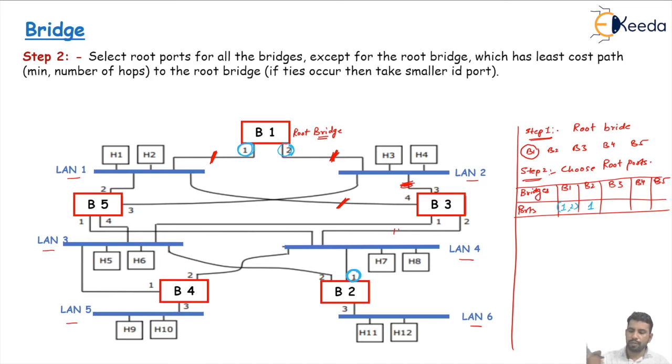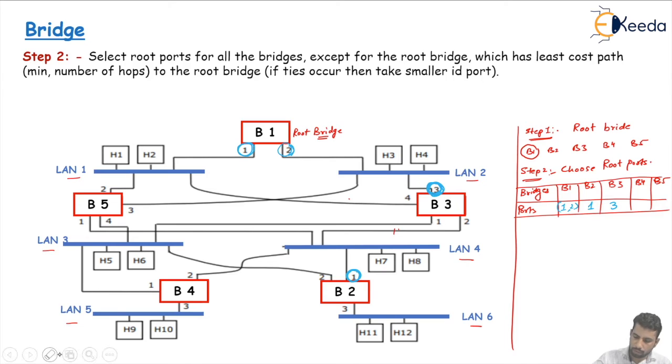Okay, means there is a tie between 3 and 4. Both are following 2 links to reach the root bridge. So we will again choose the lowest index. And here we will choose 3 as the root port. 3 as the root port for bridge number 3. Let's try for bridge number 4.